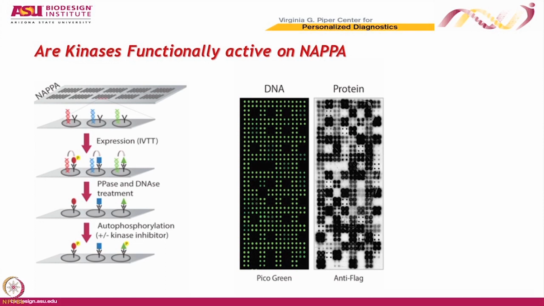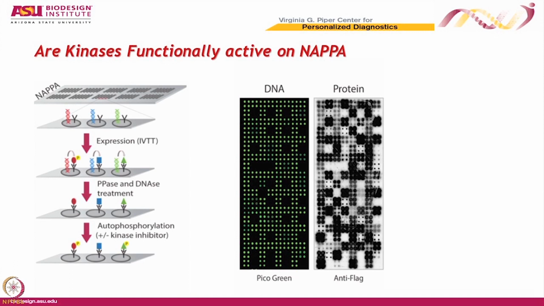We've done NAPA with MYC tag, with FLAG tag, with GST tag, with HaloTag. It's a technology that can be used a variety of different ways. In this case, we happen to have all the human kinases in the FLAG tag, so we use the FLAG tag. And this gives you a sense that the proteins are well expressed where they should be, right?